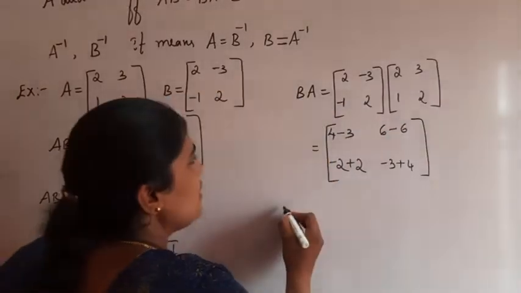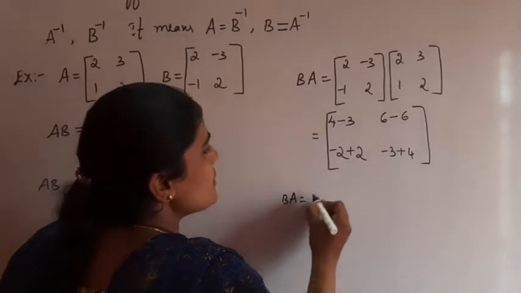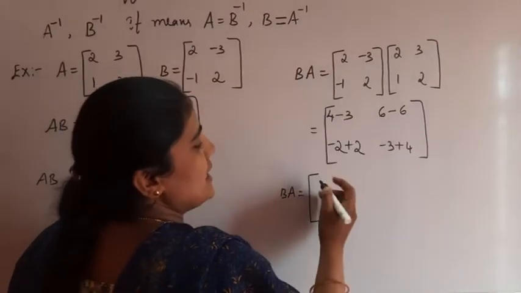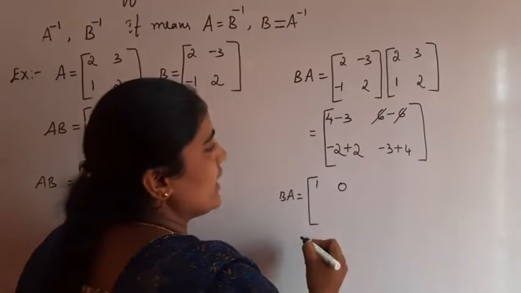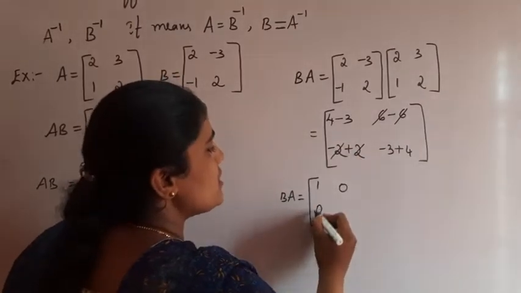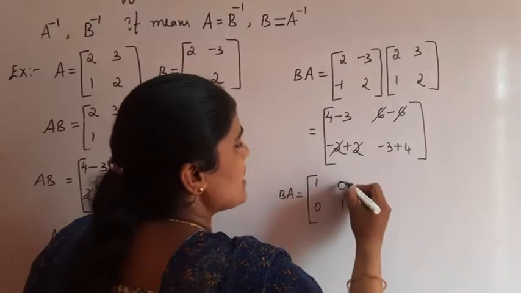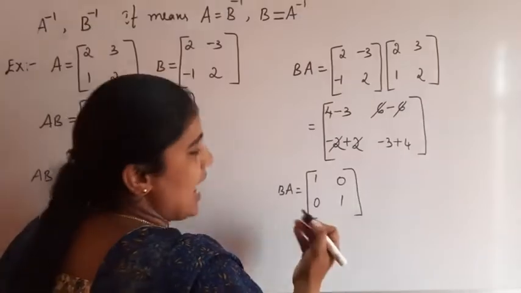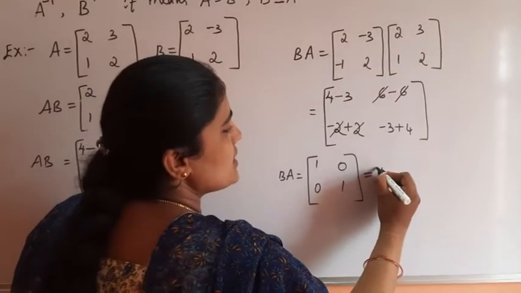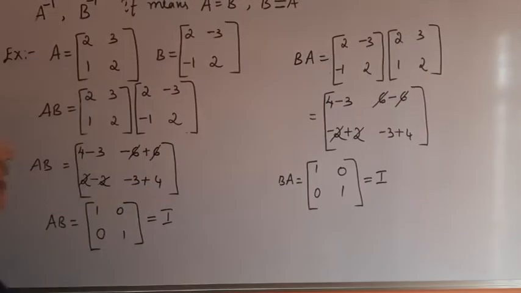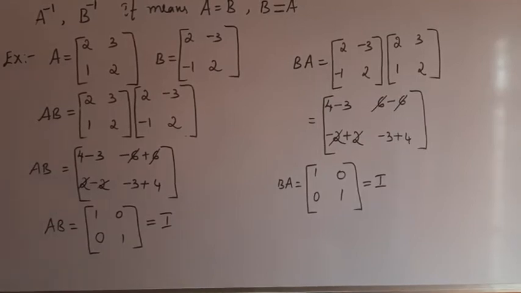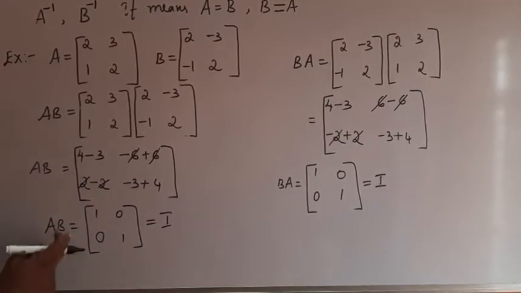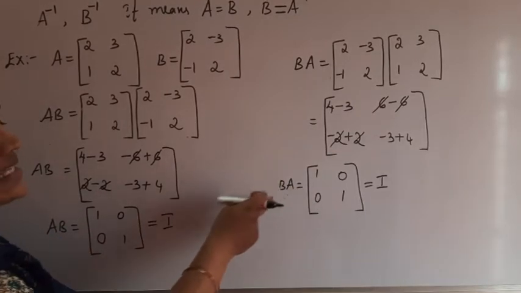If we simplify this, we get matrix BA equals 4 minus 3, which is 1. Here plus 6 minus 6 gets cancelled, we get 0. Minus 2 plus 2 gets cancelled, 0. 4 minus 3 is plus 1. Again we are getting the identity matrix of second order, which is denoted by capital I. Here we can clearly observe that if we take A into B and B into A, we get the identity matrix. Therefore, we can conclude that B is the inverse of A and A is the inverse of B.